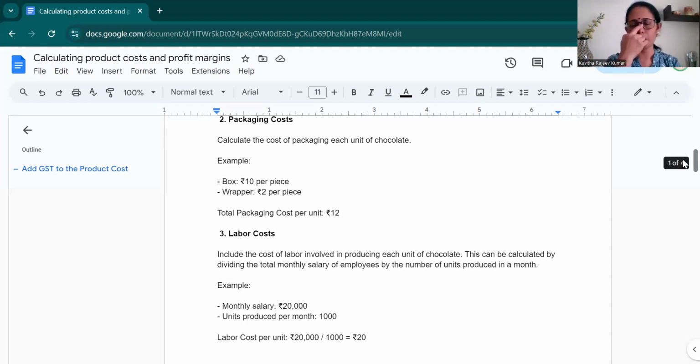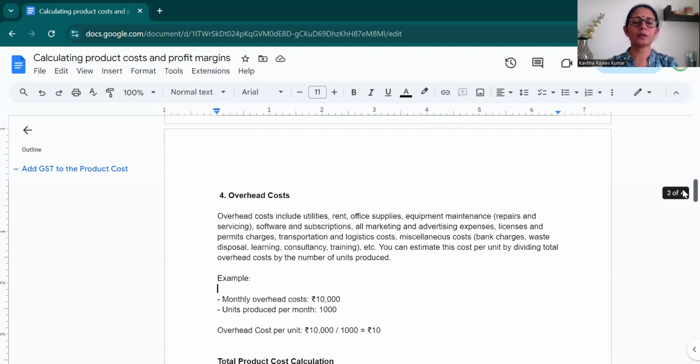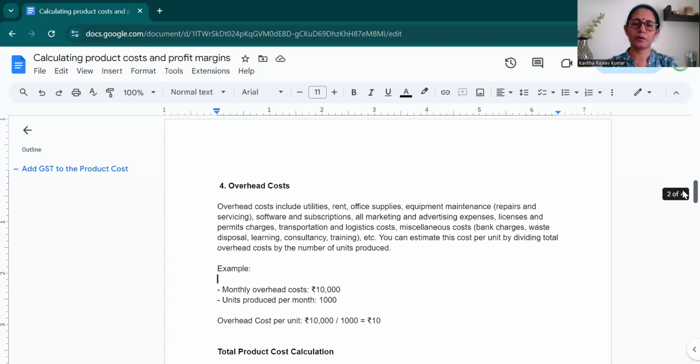In case you are taking just 10,000 rupees a month and you are producing 1,000 units of chocolates a month, then your labor cost per unit will be 10 rupees. So that's how you calculate. Now come to the overhead cost.